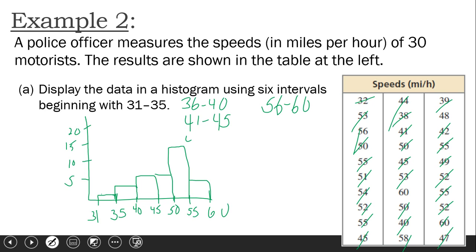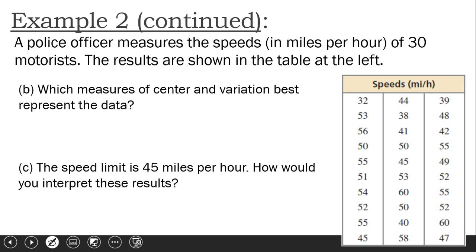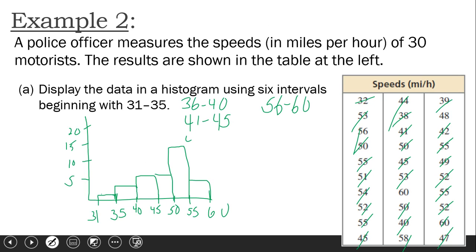So if we're asked to describe the shape, which I'm sure we'll be asked to do next, or which measure of center, well, if we ask the shape, we can see that it's skewed to the left. My tail is over here. So we know that this is skewed left.